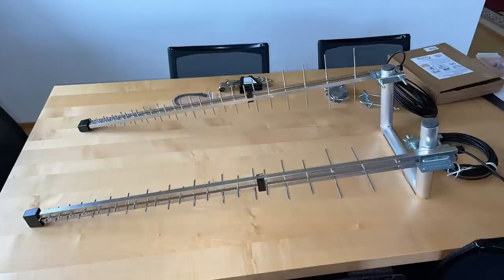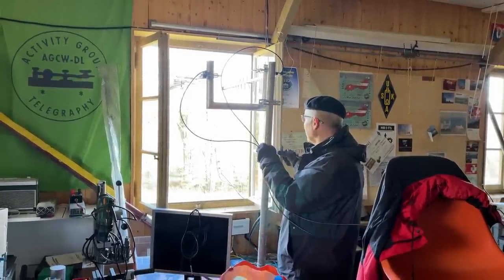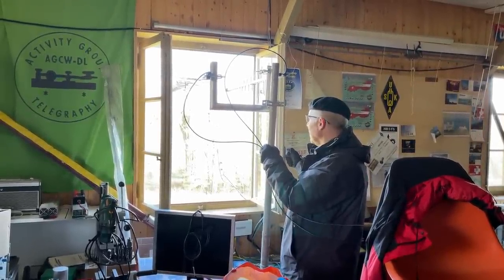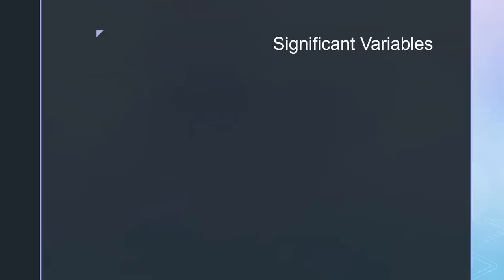And this is what we got a few days later. These two directional antennas, one for horizontal and one for vertical polarization. I connected one cable to the main and one to the aux connectors. And now we started to point toward the different cellular towers. We discovered three significant variables.